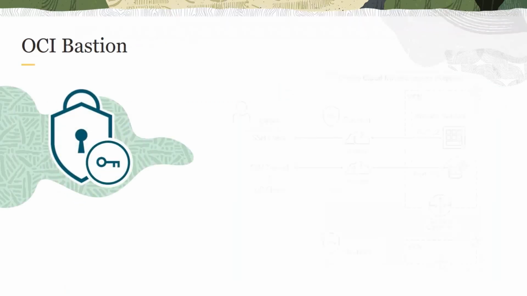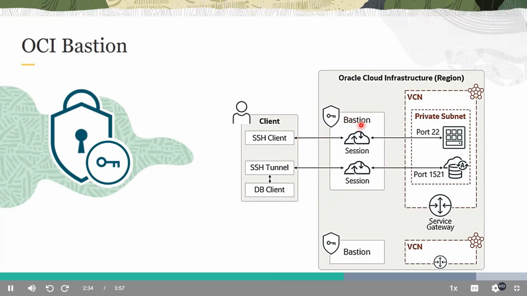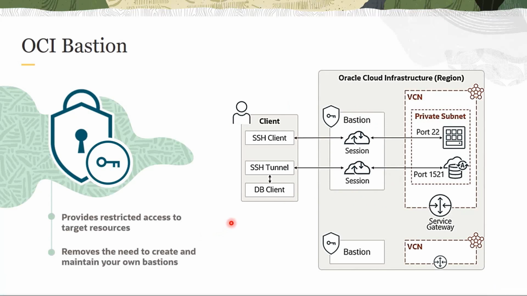We have talked about OCI Bastion service, and as you can see in this architecture, there are instances deployed in private subnet inside a virtual cloud network. Through the configuration of Bastion, you basically let authorized users connect to target resources on private endpoints by way of SSH sessions. Bastions reside in a public subnet, and you can also specify what IP addresses can connect to a session that is hosted by this Bastion. And it basically removes the need to create and manage your own Bastions.